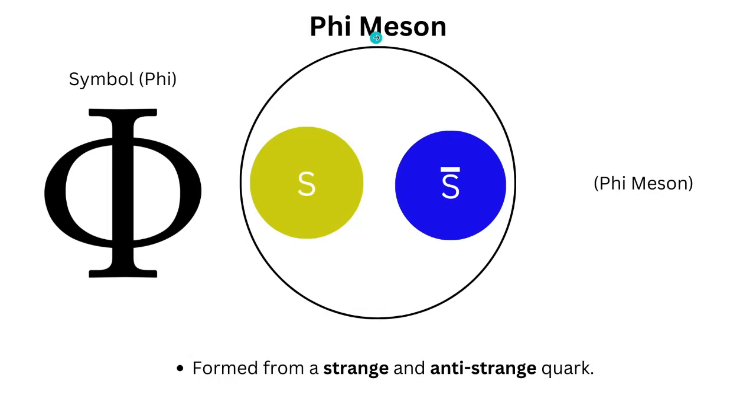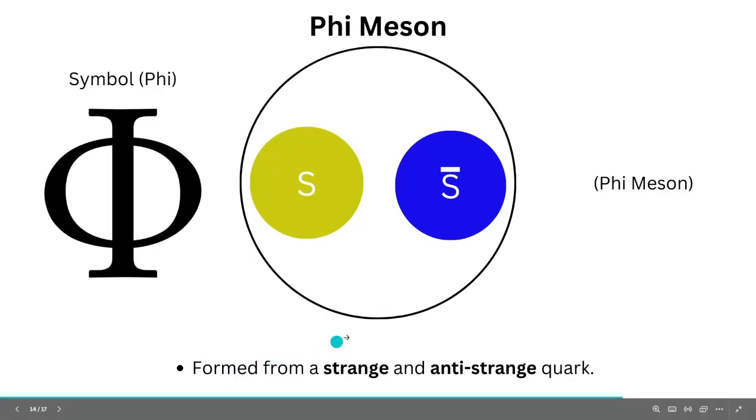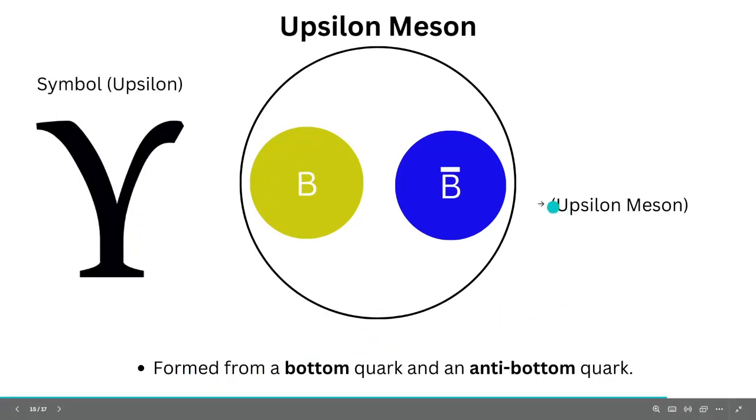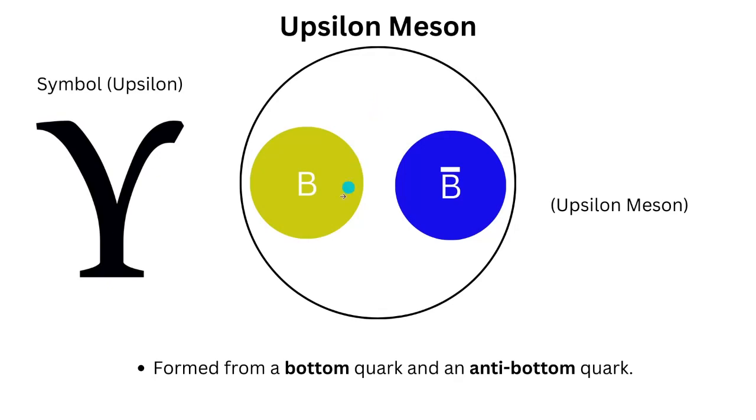Okay, here's a phi meson. Symbol is phi. This is just called a phi meson, and it's formed from a strange quark and an anti-strange quark. The epsilon meson is formed from a bottom quark and an anti-bottom quark. Its symbol is epsilon. It's just called an epsilon meson.